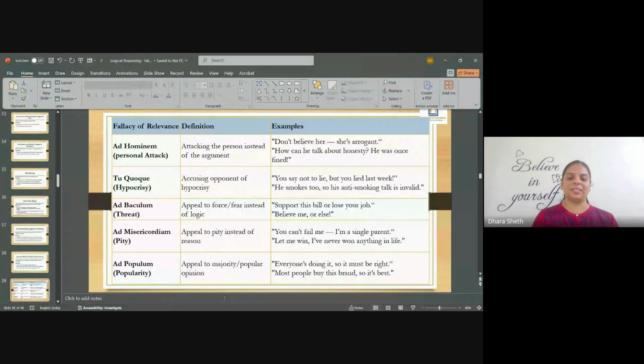This is a short recap of fallacy of relevance. You can take a screenshot with examples.